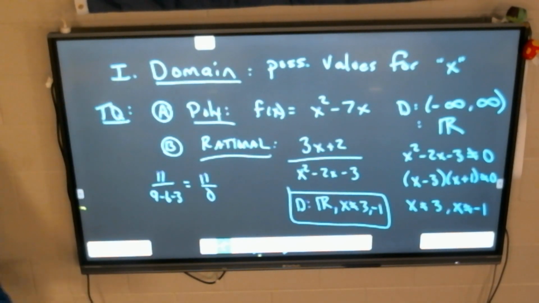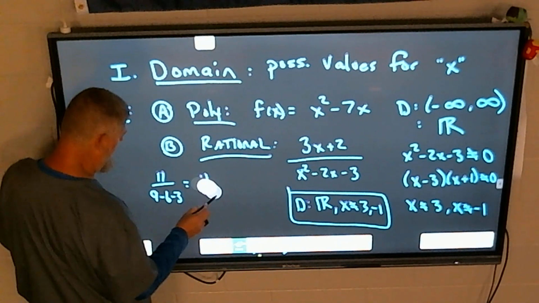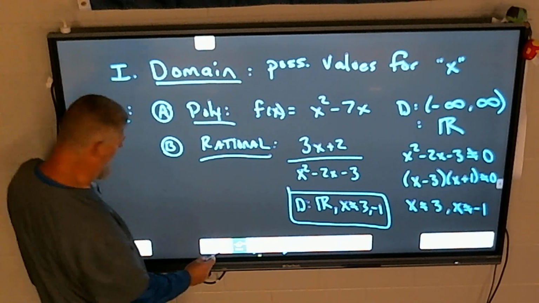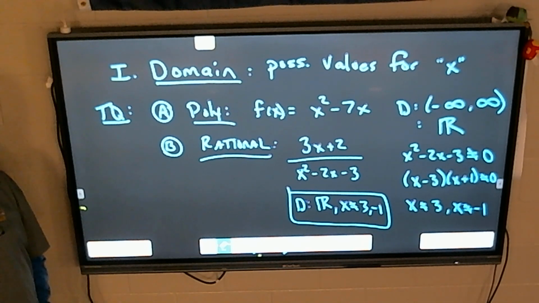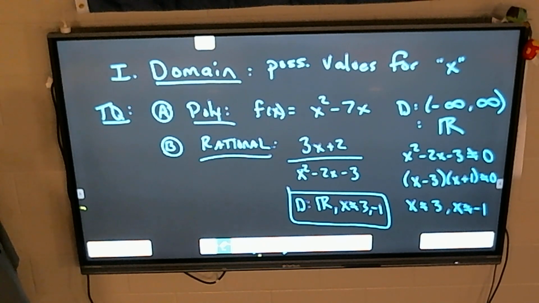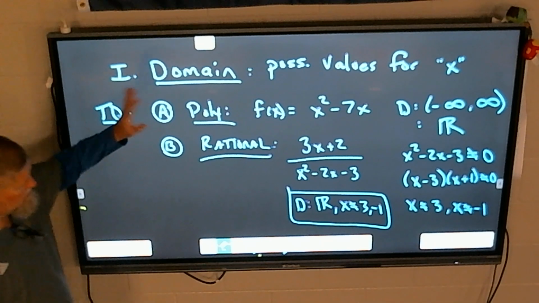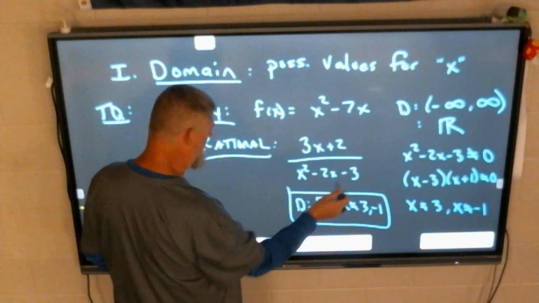So whatever the denominator is, it cannot be 0. Solve, and that's your domain restriction. That's your no-nos. We're going to learn later, that's our vertical asymptotes, if you remember from last year. Remember the word. That's going to be our problem areas. Does that make sense? We good? So polynomials, all reals. Rationals, where the domain has a problem is where the denominator is 0.